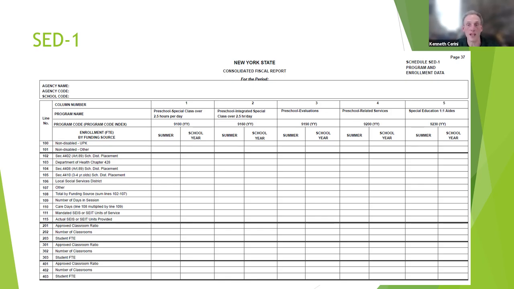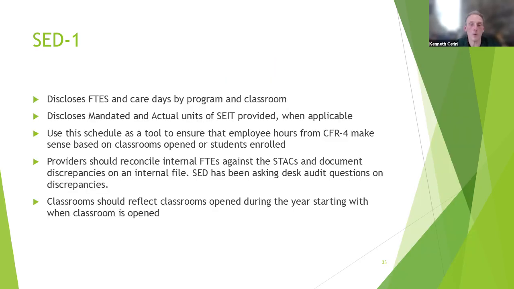So again, if you have one-to-one aides, students that are receiving one-to-one aide services would go in here. So this is where everything goes. The one difference is on early intervention and evaluations, your number of units delivered go up on CFR One, on the first page of CFR One. But for the most part, most of your statistics with respect to your educational programming are going to fall under SED One.